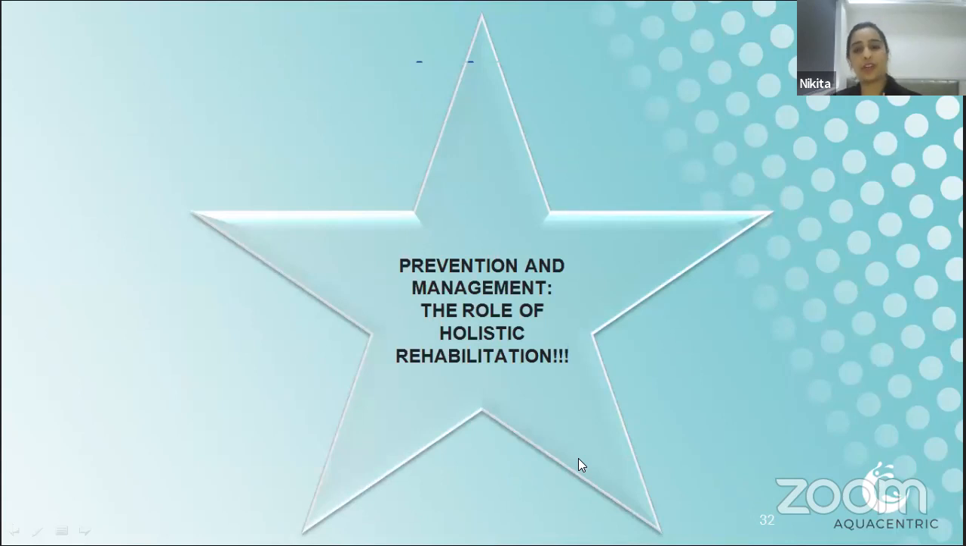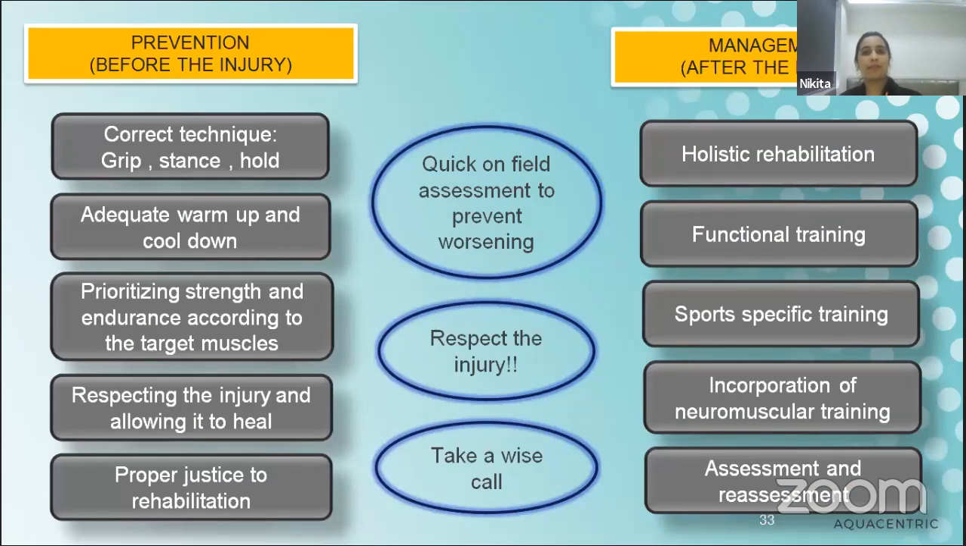Now, after talking about the injuries, let us talk about prevention and management, and what exactly I mean by a holistic rehabilitation approach. Prevention is something that happens before the injury has happened. It requires a lot of emphasis on technique correction, performance enhancement, good biomechanics, and adequate warming up and cooling down. Your rehabilitation experts, your physiotherapists, must prioritize the strength and endurance of the muscle.